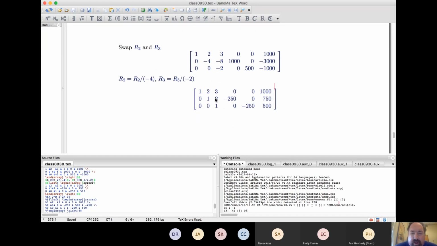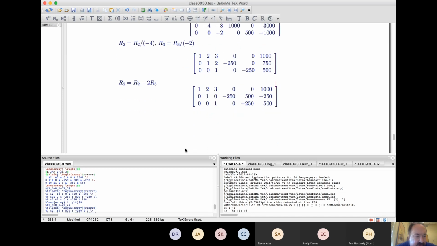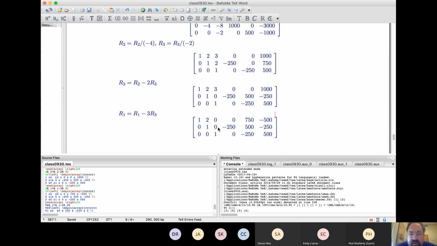Now I need to perform further row operations to remove these elements above a diagonal. So if I take the third row and subtract twice that from the second row and then 3 times that from the first row, I can get rid of all the other entries in the third column. Similar to the row operations for eliminating below a diagonal, but now we're eliminating above a diagonal. So now I've taken care of everything in the third column and I'm just performing the same row operations over here.